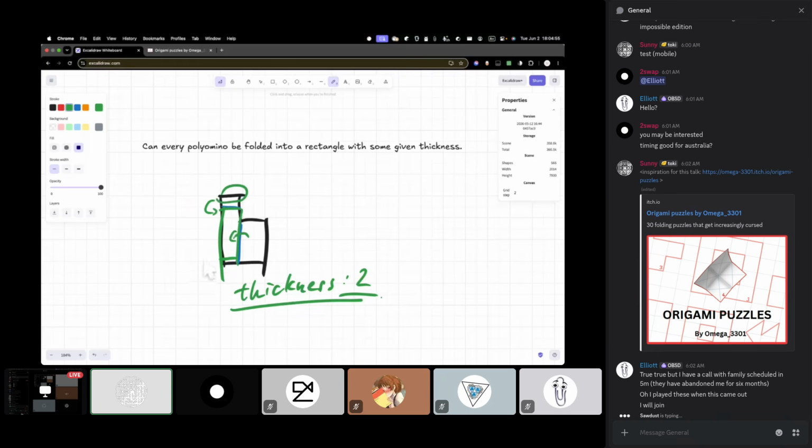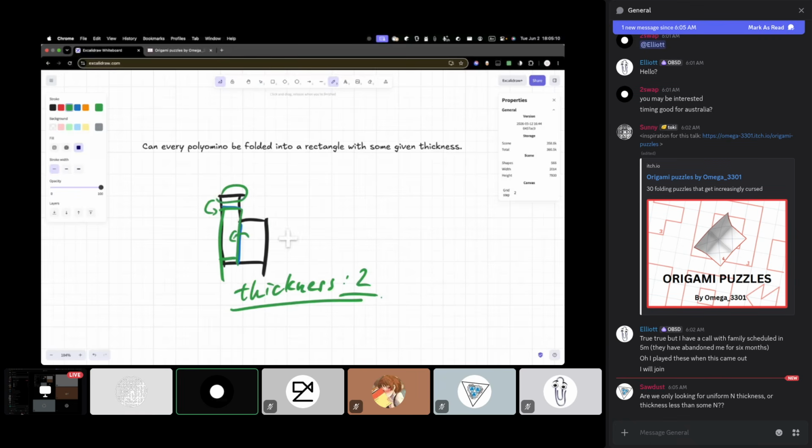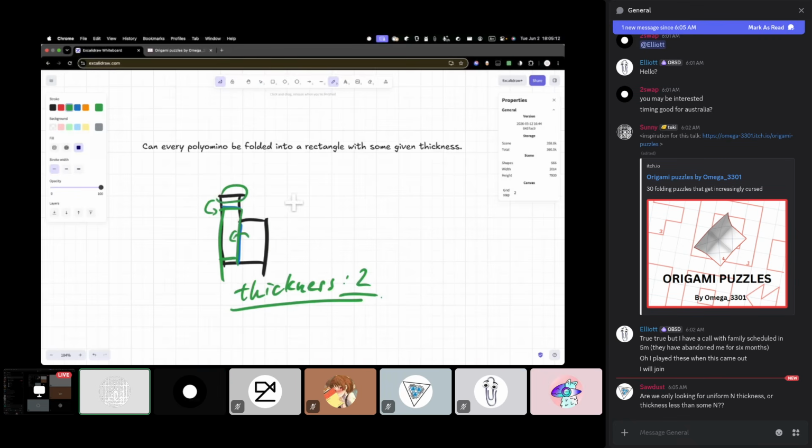So our problem in general is, for each polyomino, this is keep flashing. Thickness has to be uniform. It can't be bounded. Yeah, it has to be uniform, as in, you can't have part of it that's one thickness and part of it that's another thickness. Right?